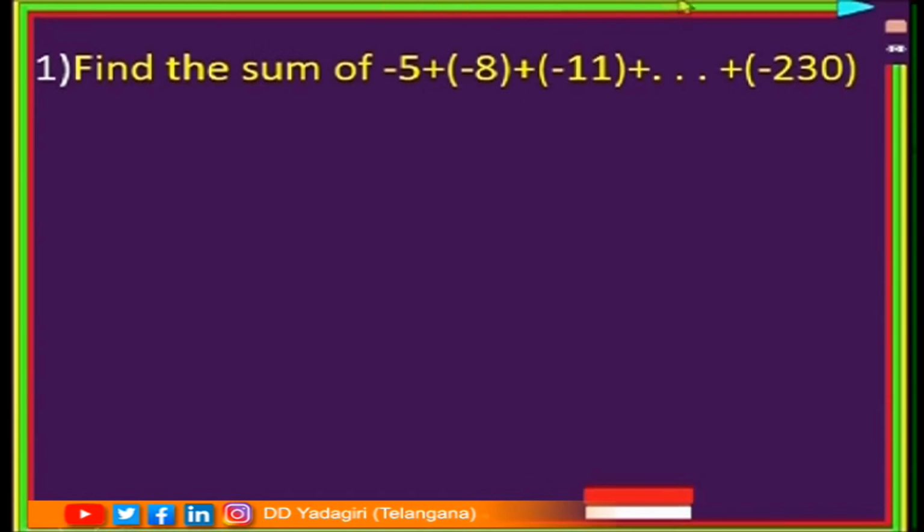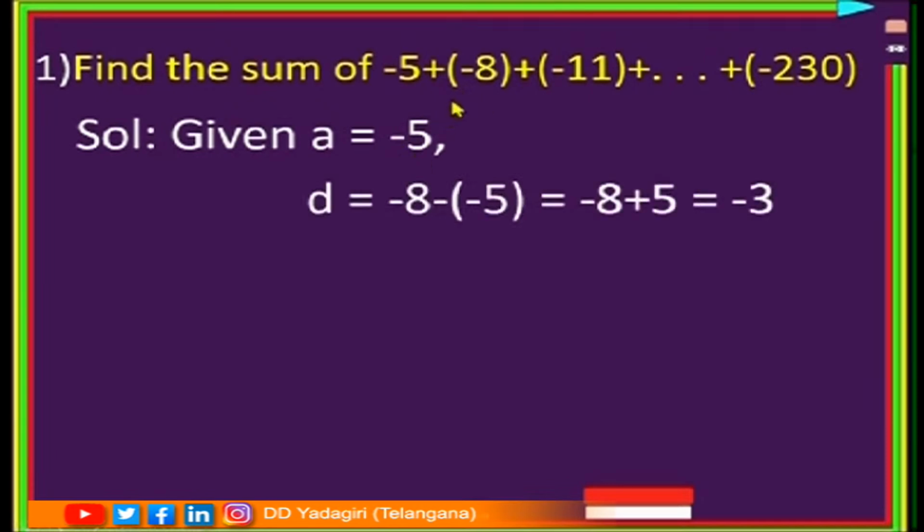So here we have some examples. First one is find the sum of minus 5 plus minus 8 plus minus 11 plus so on plus minus 230. So first of all, whether it is in AP or not. Obviously it is in AP. How? Here the first term is minus 5, and then find the common difference. The second term is minus 8 minus the first term minus 5, minus into minus becomes plus, minus 8 plus 5 is minus 3, and the difference between the third term and second term is also minus 3, minus 11 minus of minus 8, that is also minus 3.